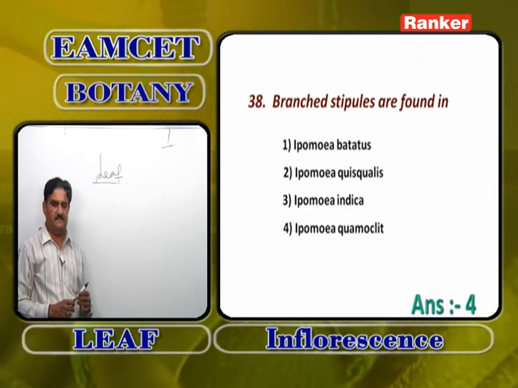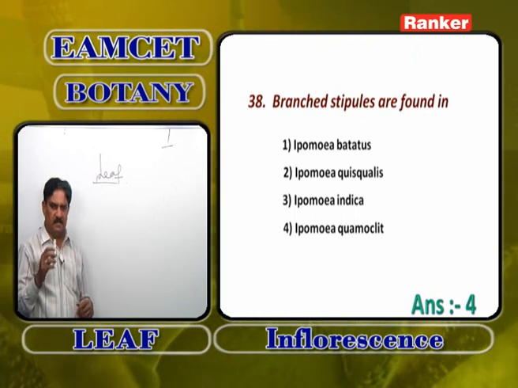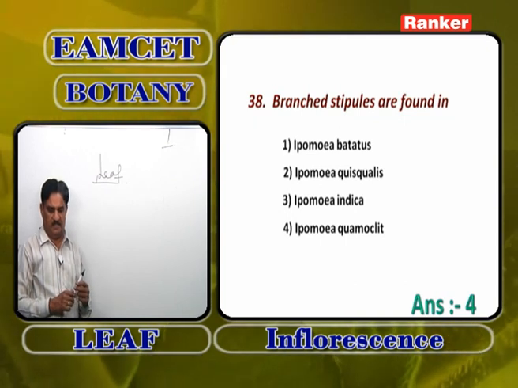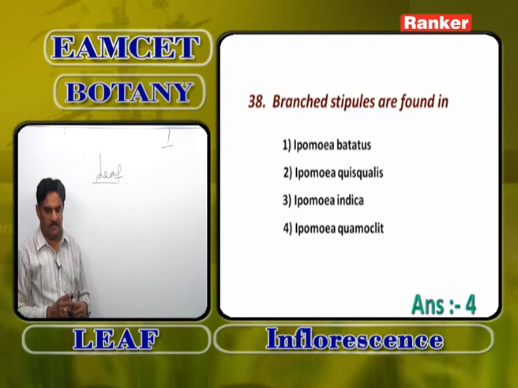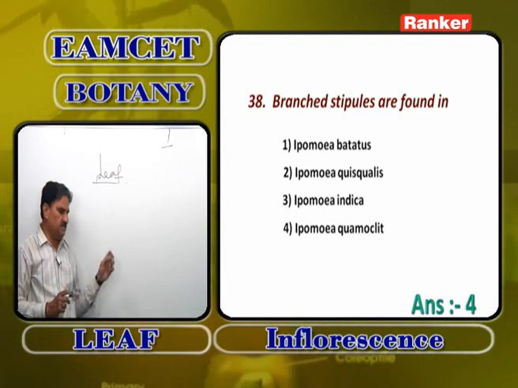Ipomoea batatas has a special root. Why? Single adventitious roots become tuberous. Ipomoea quisqualis is not there. Ipomoea indica is not there. Ipomoea quamoclit shows branched stipules.